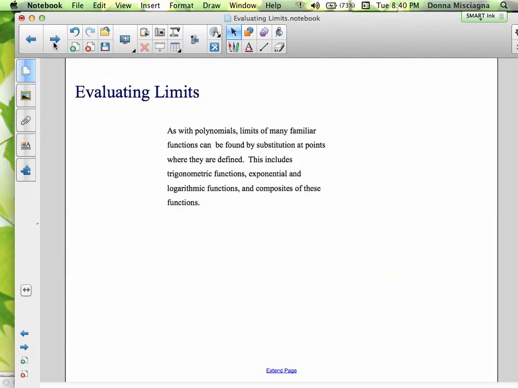So evaluating limits, as with polynomials, limits of many familiar functions can be found by substitution at points where they are defined. This includes trigonometric functions, exponential and logarithmic functions, and composites of these functions. We'll look at trig functions in the next lesson.